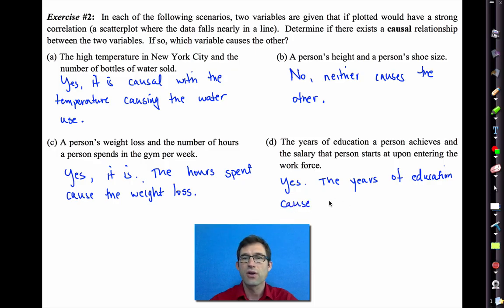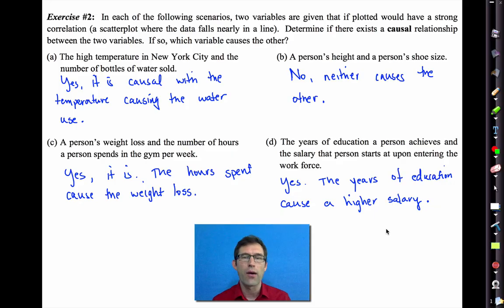The years of education cause a higher salary. Now, I've been a teacher for a long time, and I know how teenagers like to argue. I know how 9-year-olds like to argue, and even my 6-year-old daughter. The point is, you can always find exceptions to the rule, right? Always, right? And that's not what statistics is about.